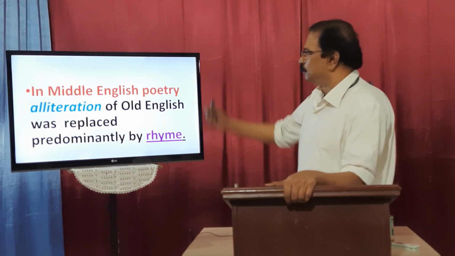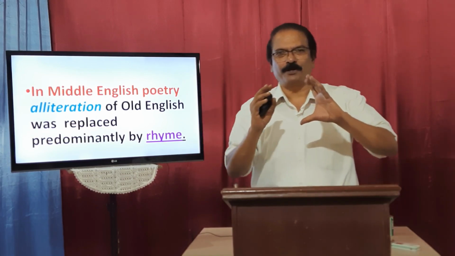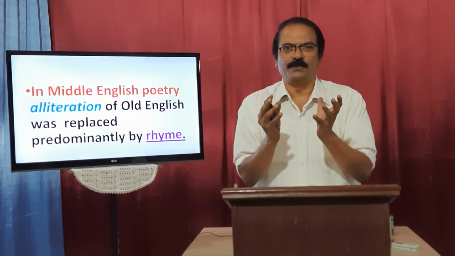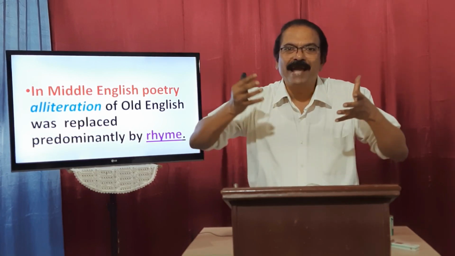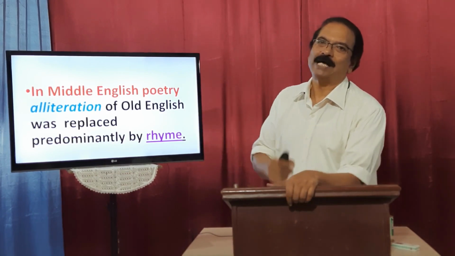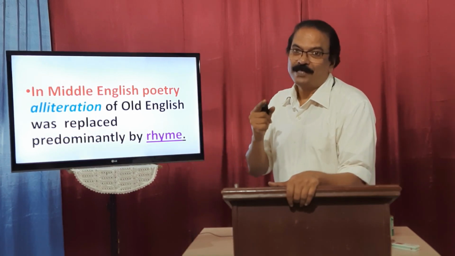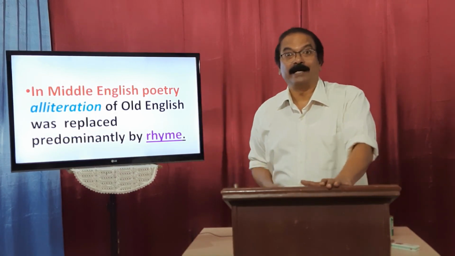Okay. Now, in the Old English period, one of the main predominant features of the words or poetry was alliteration. And in the Middle English period, this was replaced by rhyme.